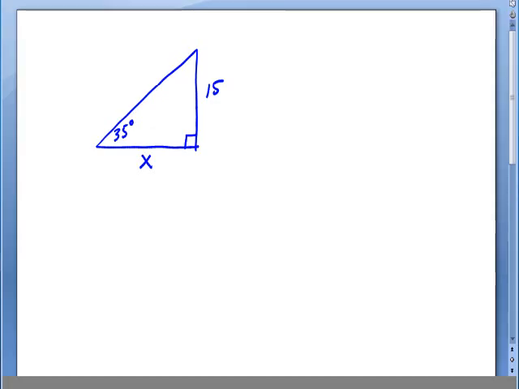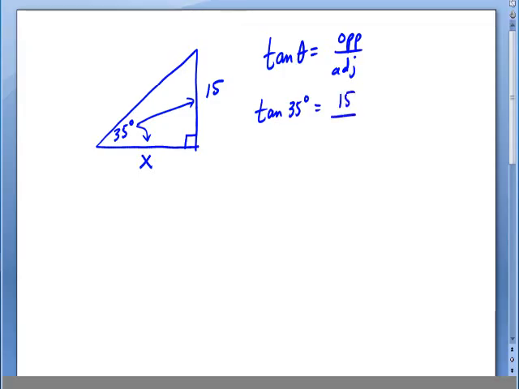Alright, hopefully you've come up with the right answer. In this case, we see that the side of 15 is opposite of our reference angle. The side of x is adjacent to our reference angle, so therefore we want to use the tangent definition. So the tangent of theta from earlier was opposite side divided by adjacent side. If we substitute in all of our values, we have the tangent of 35 degrees equal to 15 divided by x. I'll need to do a little bit of algebra to solve this, but not too much.